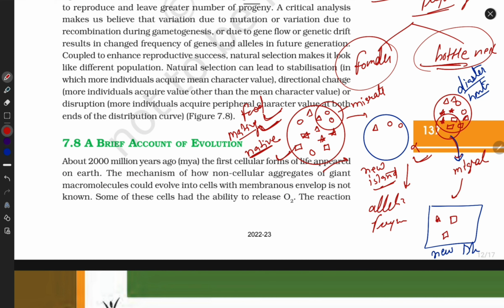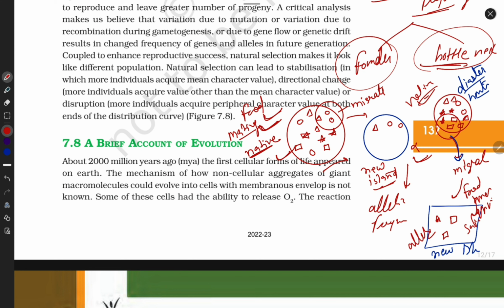Now they migrate here. Here the food is different and the mating partner is different, but they are safe. But here the native place is finished. So here food is limited, mating partners are limited, and the environment is limited. So here also the allelic frequency is changed.